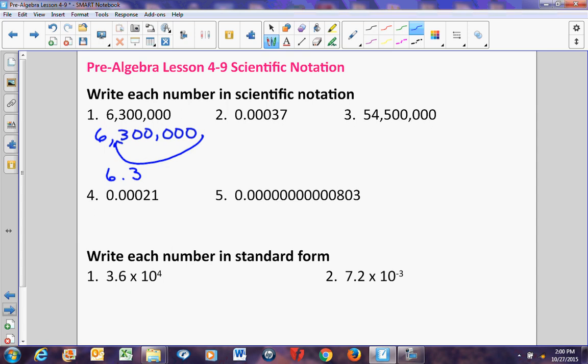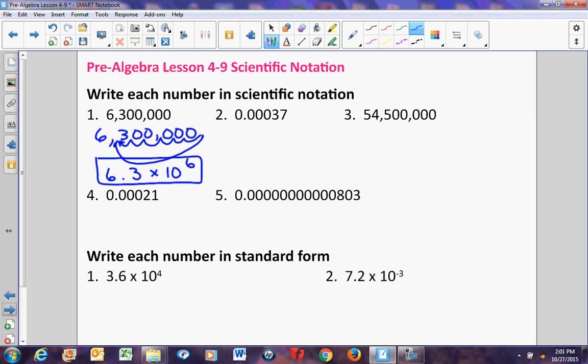How many places did we move that decimal point? Well, we started here at the end of the 0. We moved it 1, 2, 3, 4, 5, 6 places. So that means it's going to be multiplied by a power of 10 that is positive because it's a big number. And we moved it 6 places, so it's 6.3 times 10 to the 6th power. You move the decimal point 6 places. The number is large, so 6 is the exponent of the 10, and it's not a negative 6, it's a positive 6 because it's a very big number. We took a big number and made it smaller, which means our exponent should be a positive number.